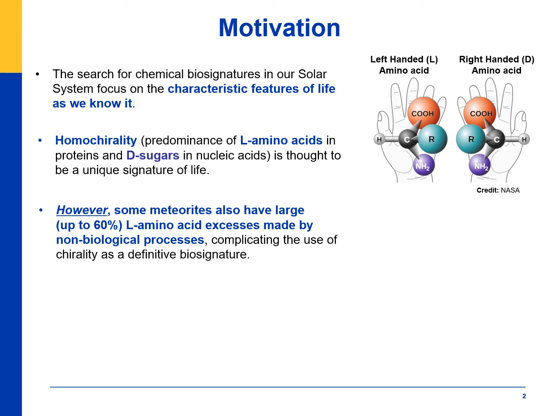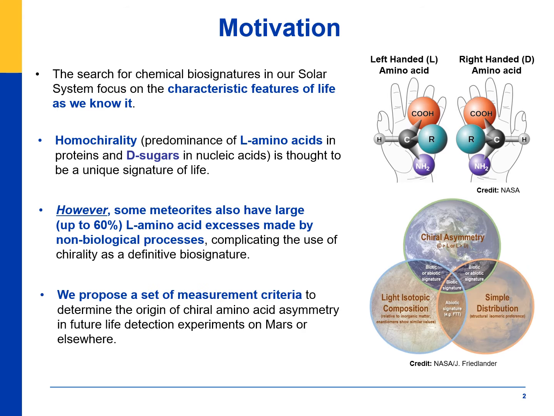However, we know from our analyses of some primitive meteorites that these materials can also have large left-handed amino acid excesses, up to 60% and even higher, that are made by non-biological processes. And this certainly complicates the use of chirality as an unambiguous definitive biosignature. To address this, we propose a set of measurement criteria illustrated by the Venn diagram on the right to establish the origin of chiral amino acid asymmetry in future life detection experiments on Mars or elsewhere.